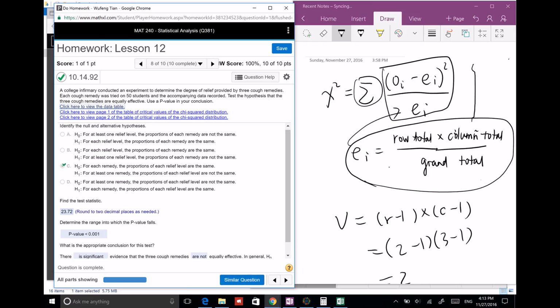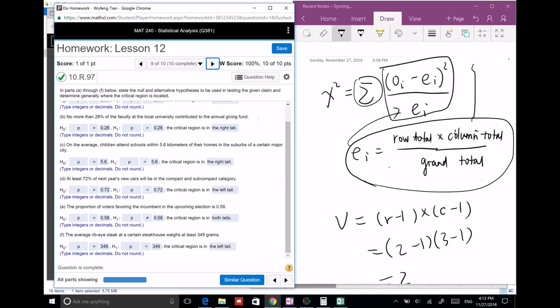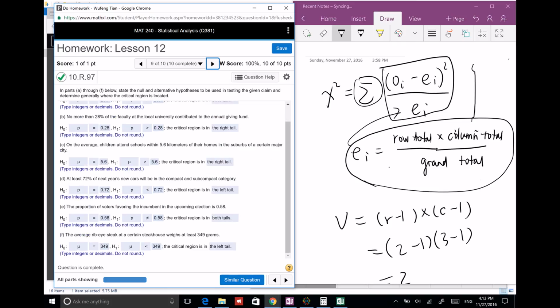Okay, so number 9, you can repeat. It's exactly the same formula. Okay, number 9. It's not really hard. You just choose that. I did this. It's not really a special way.